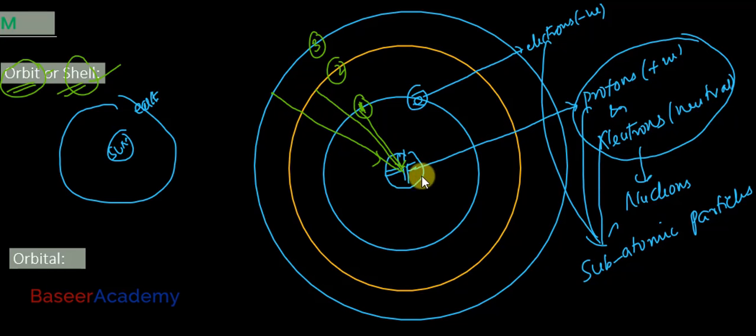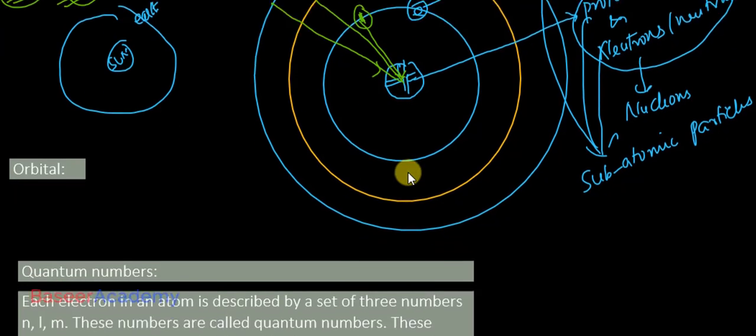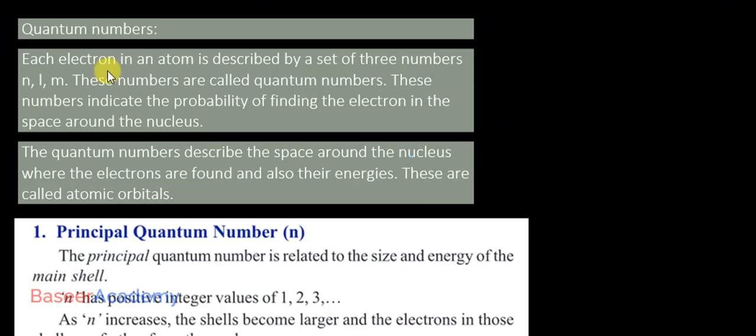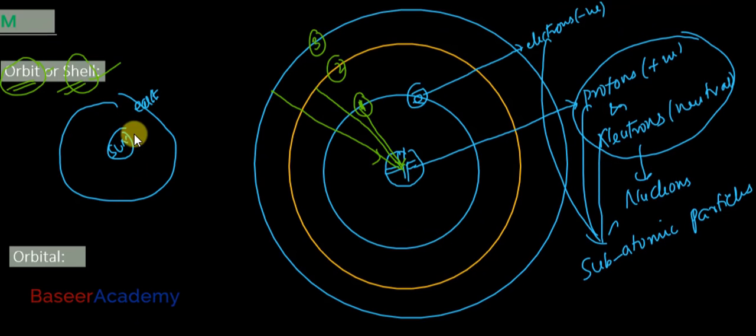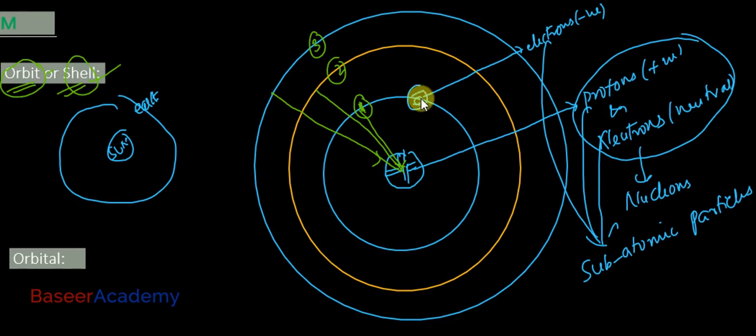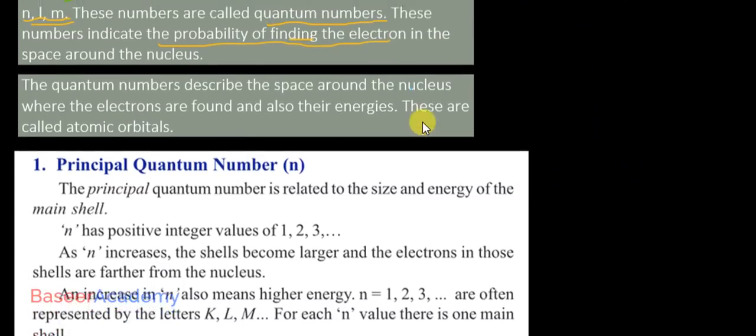Let us now learn about quantum numbers. Each electron in an atom is described by a set of 3 quantum numbers, n, l, m. These numbers are known as quantum numbers. They indicate the probability of finding an electron in space around the nucleus. These quantum numbers indicate where the electrons can be found around the nucleus.